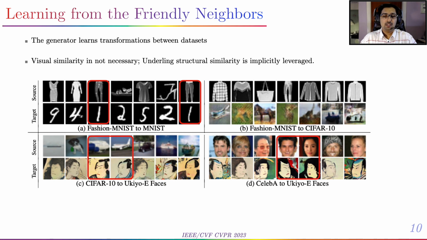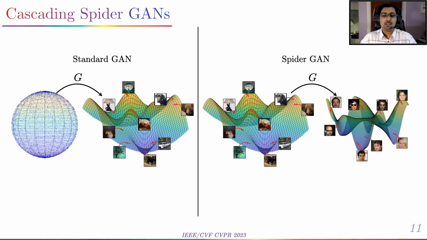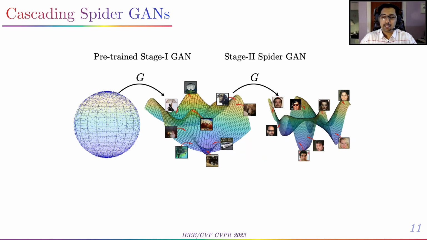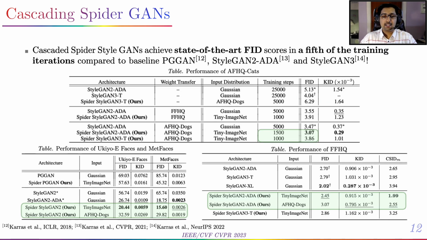is implicit. A major advantage of spider GANs is the novel transfer learning framework we propose in terms of cascading spider GANs. Given any pre-trained GAN whose output distribution is a friendly neighbor of a target, the output of that stage 1 pre-trained GAN can be used as the input to a stage 2 spider GAN. Essentially, no pre-trained GAN gets left behind and can serve to accelerate training brand new GANs. We showed that training cascading spider GANs with stage 1 StyleGANs pre-trained on tiny ImageNet inputs results in state-of-the-art performance on the stage 2 spider StyleGAN on FFHQ, AFHQ, CATs, MET faces, and ukiyo-e faces datasets, all in a fifth of the training time.